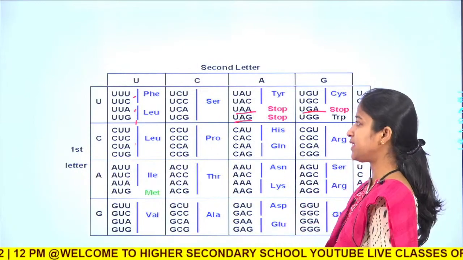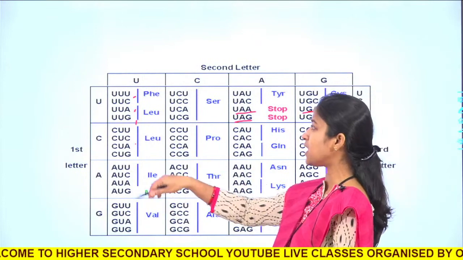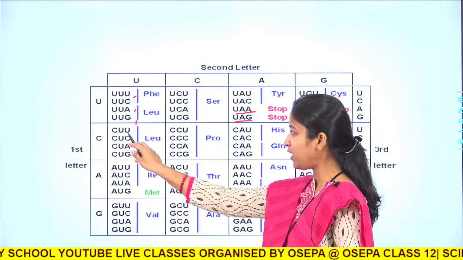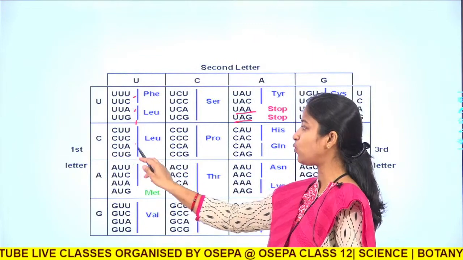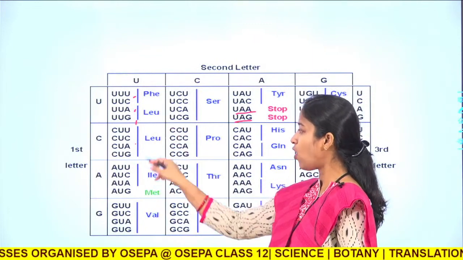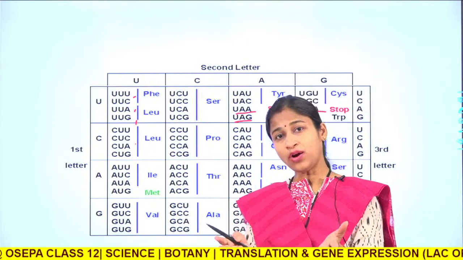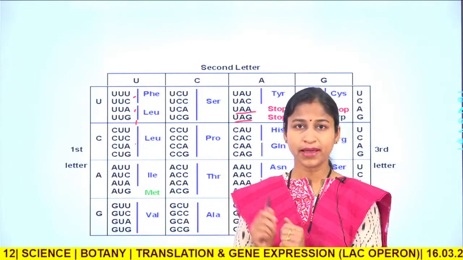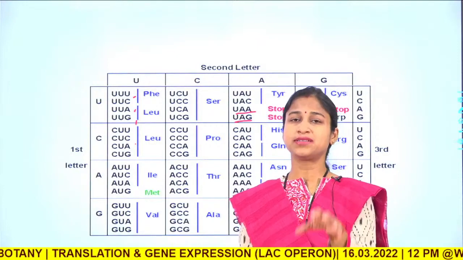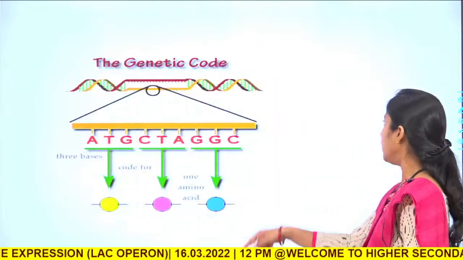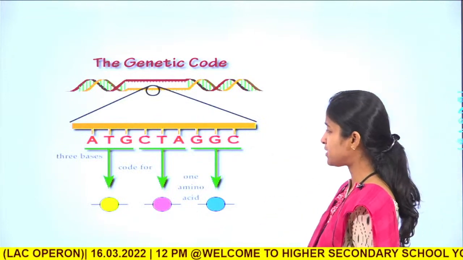And here you can see, as I have already told you in the last class, that UUA, UUG, and CUU, CUC, CUA, CUG all code for leucine. So, you can see that many codons code for the same amino acid. This explains the degenerate nature of the genetic code. So, this is the basis.